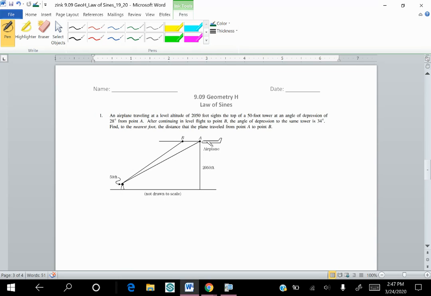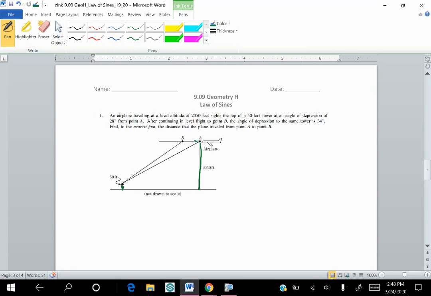So number 1 says an airplane traveling at a level altitude of 2,050 feet sights the top of a 50-foot tower at an angle of depression of 28 degrees from point A. So they've labeled right here the 2,050 feet is a level altitude. So the altitude is the height. It sights the top of a 50-foot tower. So this tower is 50 feet tall at an angle of depression of 28 degrees from point A.